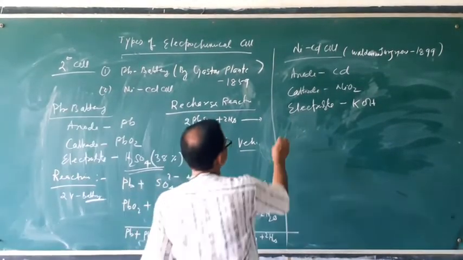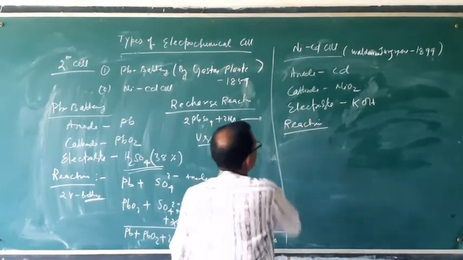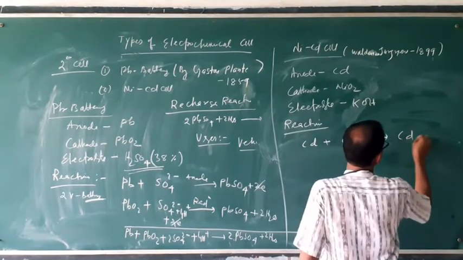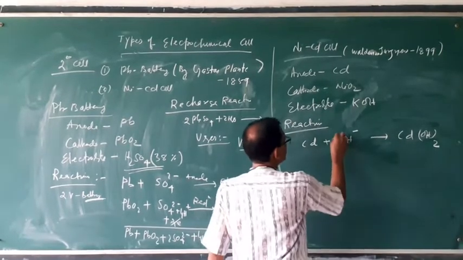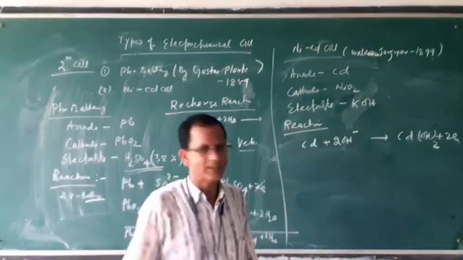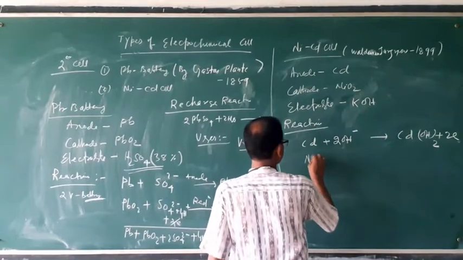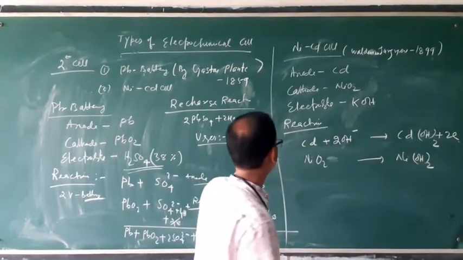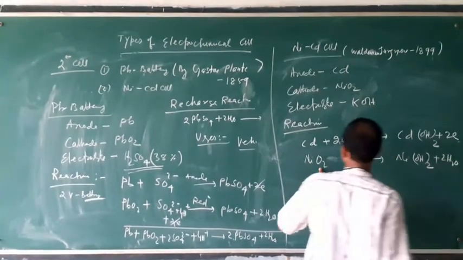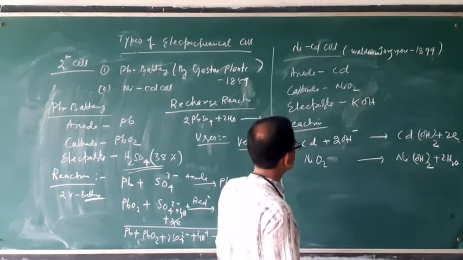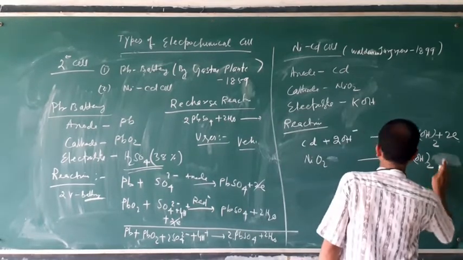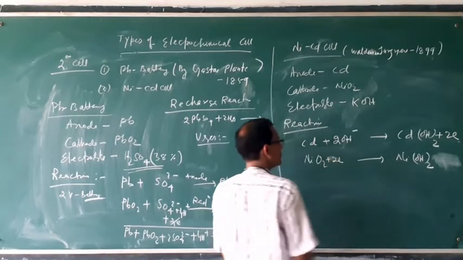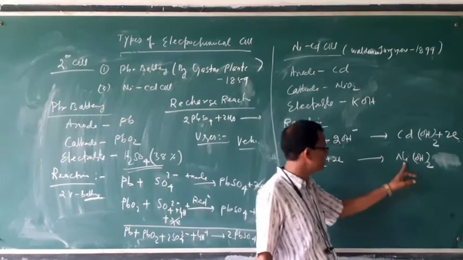What is the reaction? The reactions are: cadmium in presence of OH minus is converted to cadmium hydroxide. Multiply by 2 here, then you get 2 electrons. So balanced, this is the oxidation reaction. Then nickel oxide is converted to nickel hydroxide, with water. Sorry, here 4 OH minus. Here, just see, as the nickel charge is plus 4, here the nickel charge is plus 2, so you get 2 electrons.